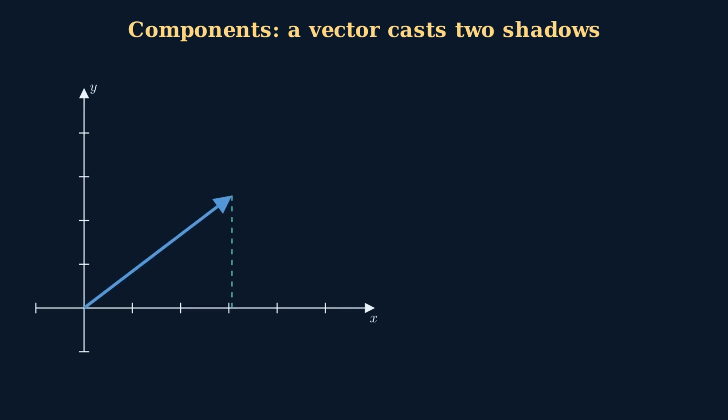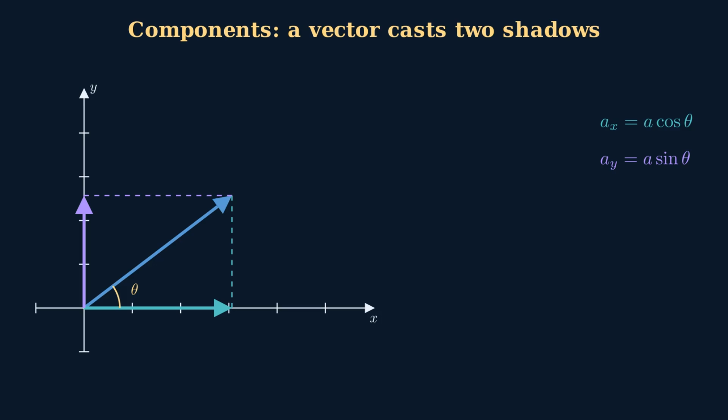Watch the vector cast two shadows. Straight down onto the x-axis, that teal piece is the x component. Straight across onto the y-axis, that violet piece is the y component. The vector and its two shadows form a perfect right triangle. And the right triangle hands us the formulas immediately.